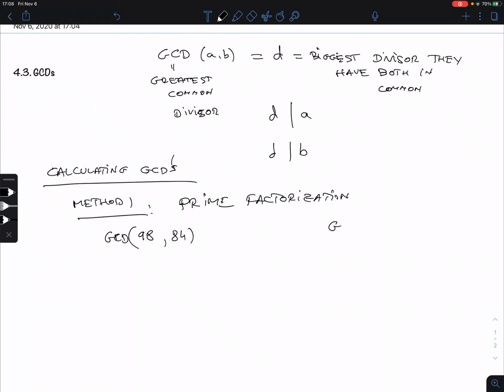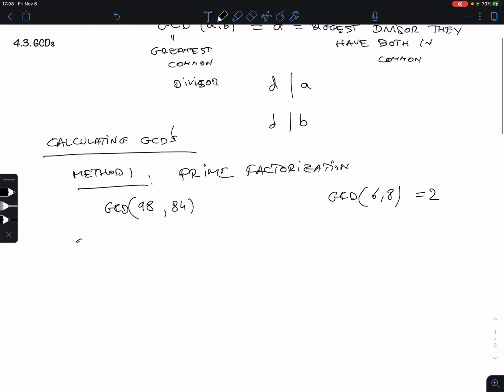Of course, we see the GCD of 6 and 8: they're both divisible by 2, but nothing else, so that's rather easy to see. But this is already a bit harder to see. So how does it work? Well, we're going to do the prime factorization of both of these numbers.